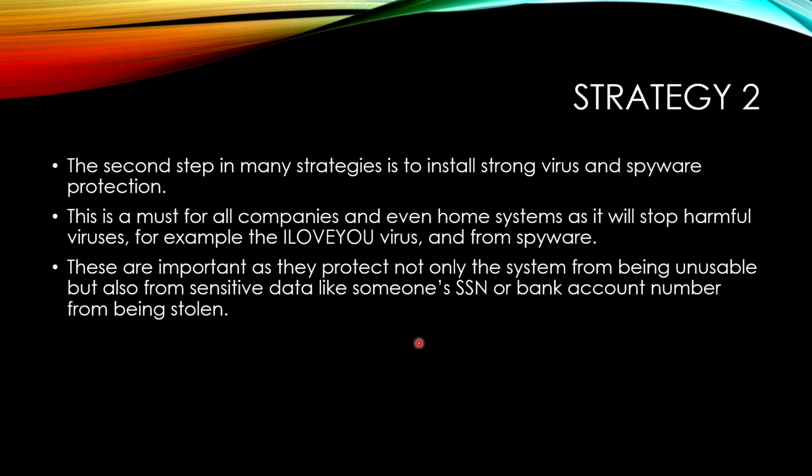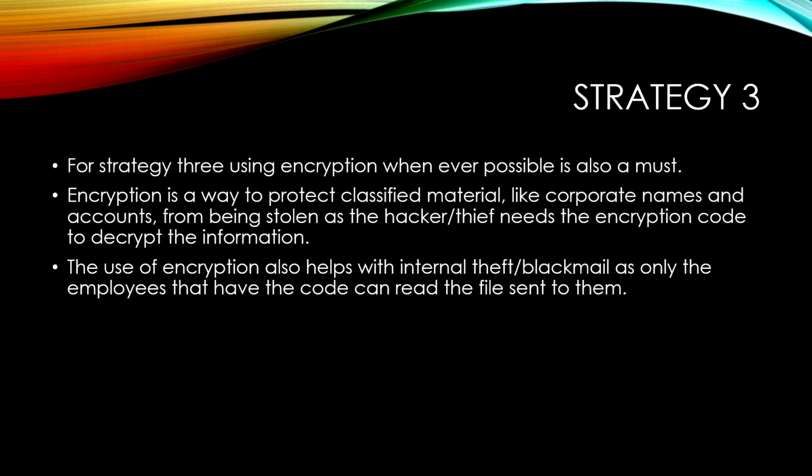Also, at the same time, he can get your social security number. And then there you go, you've got your first identity theft. So that's strategy 2. Next, we have strategy 3. Strategy 3 uses encryption, which turns your software or your information, text, numbers, all that, into unreadable code. And to do that, you need the encryption code to decrypt it. This is used by a lot of corporations for classified material.